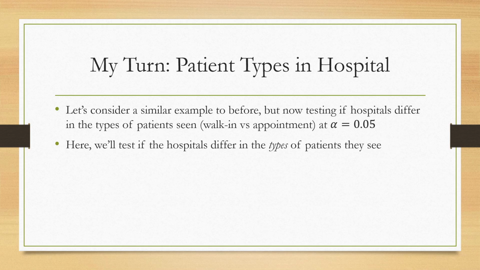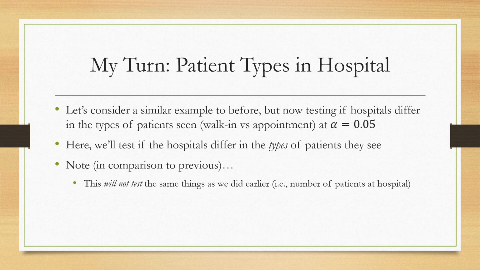So in this case, we're going to look at a similar example to before, but now we're going to test the different types of patients, how many patients come in which don't have an appointment versus how many patients come in which do have an appointment, at alpha equals 0.05. Here, we're going to test if the hospitals differ in the types of patients they see.